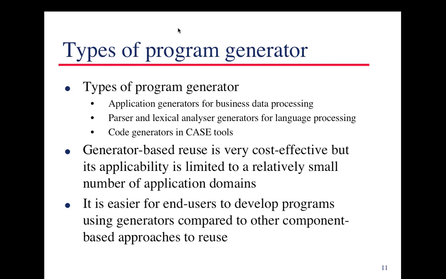Add that in there. So generator-based reuse is cost-effective for applications. It's limited to a relatively small number of application domains. We don't have code generators for everything. We only have it for certain ones. In fact, right now, it's really just an object-oriented UML kind of generator, because that's really the easy way of doing it. So it's easier for end users to develop programs. So you don't have to be a professional. You can be an end user, and you can come up with some sophisticated design.